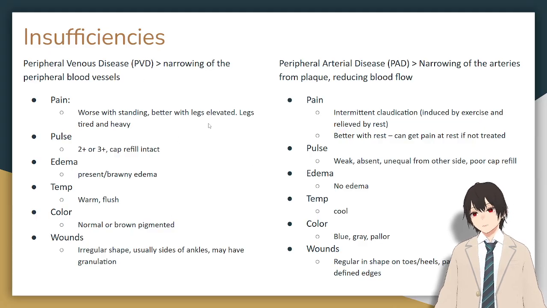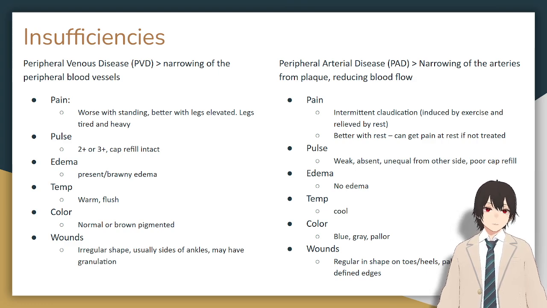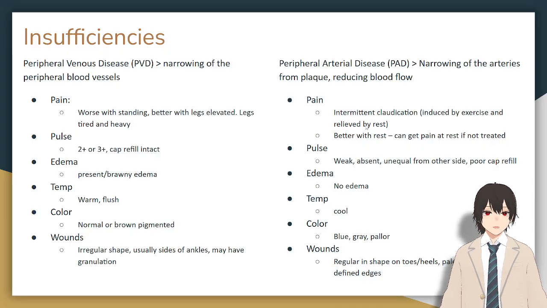So you make a V or a peace sign with your hands for PVD, right? And then for PAD, you want to flip that V upside down so it kind of looks like an A. And that's how you know that you should dangle, okay? And keep your legs dangling so that blood flow can get to them, okay?